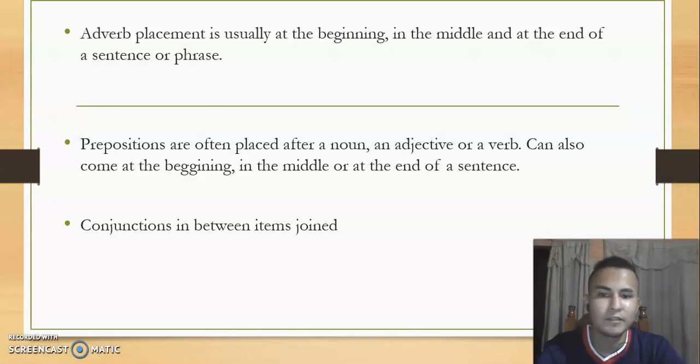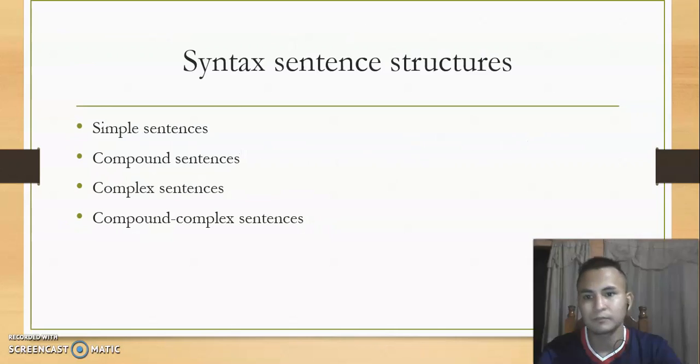Prepositions are often placed after a noun, an adjective, or a verb, and can also come at the beginning, in the middle, or at the end of a sentence. And conjunctions can be in between items joined.